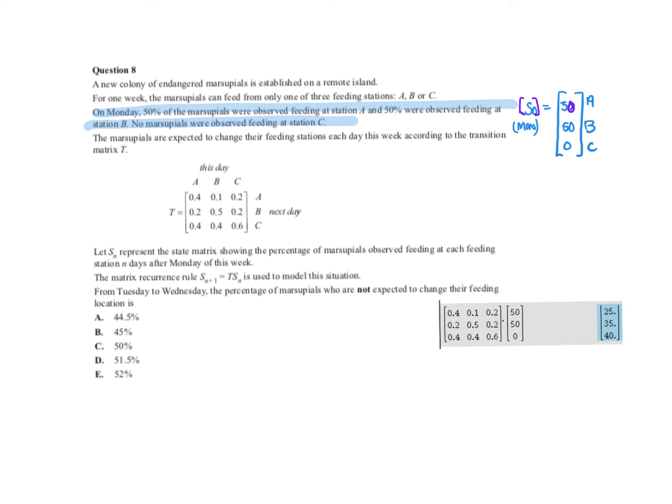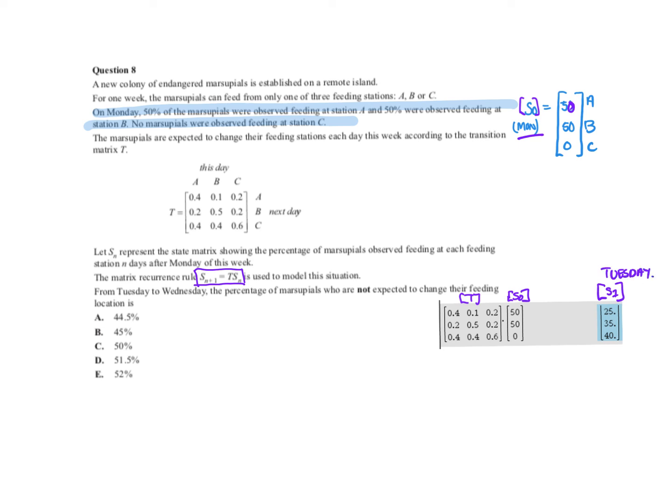The marsupials are expected to change using this transition. And then you get the next one using the normal rule that we're used to. Now, remember, this was on Monday. So S0 was Monday, which is why I wrote Monday. Now, from Tuesday to Wednesday, the percentage of marsupials not expected to change their feeding location is. So, if you look at here, this is the transition times, and that's my S0. So essentially this is giving me S1, and S1 is Tuesday.